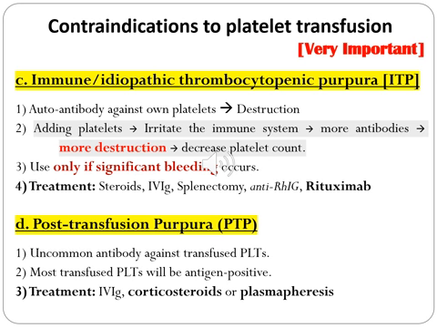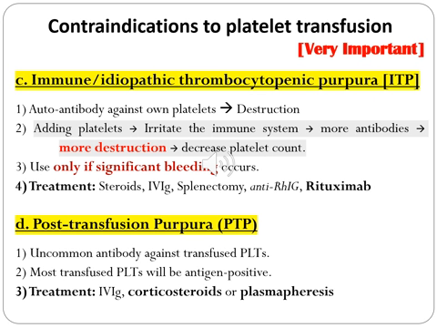The third contraindication to platelet transfusion is immune or idiopathic thrombocytopenic purpura, in which an autoantibody in the affected patient destroys his own platelets. Actually, adding platelets will irritate the immune system, generating more antibodies and lead to more platelet destruction. Treatment modalities in this condition include steroids, intravenous immunoglobulins, splenectomy, anti-Rh immunoglobulin, and rituximab. Rituximab is a monoclonal antibody against CD20 B cells, which prevent it from producing more antibodies.